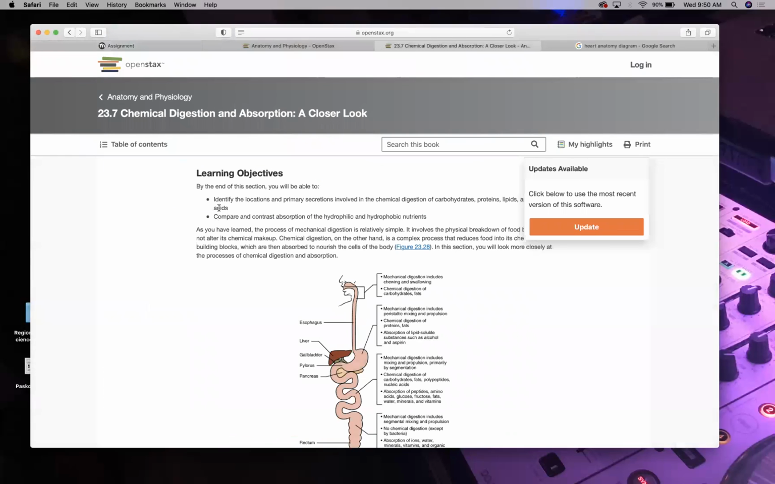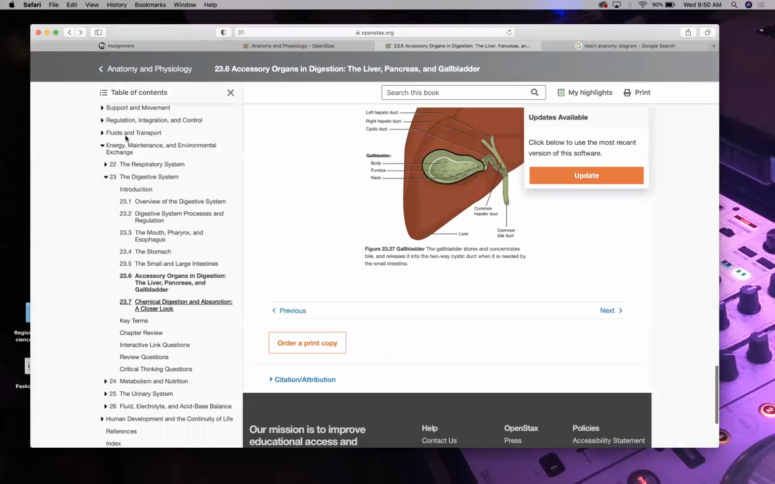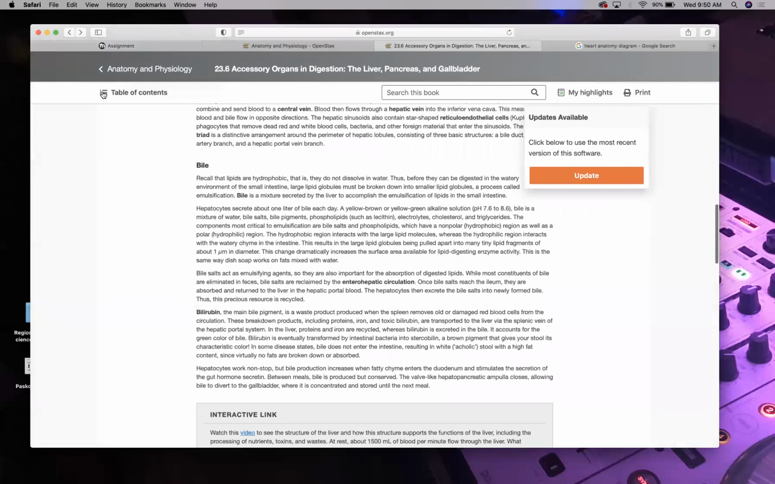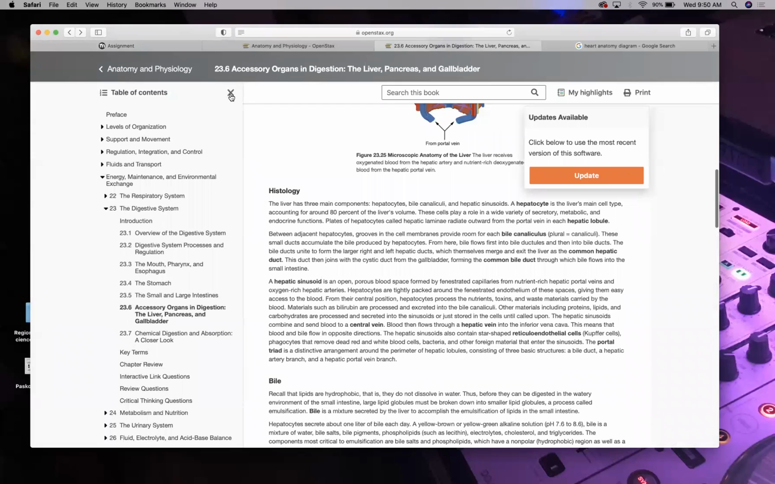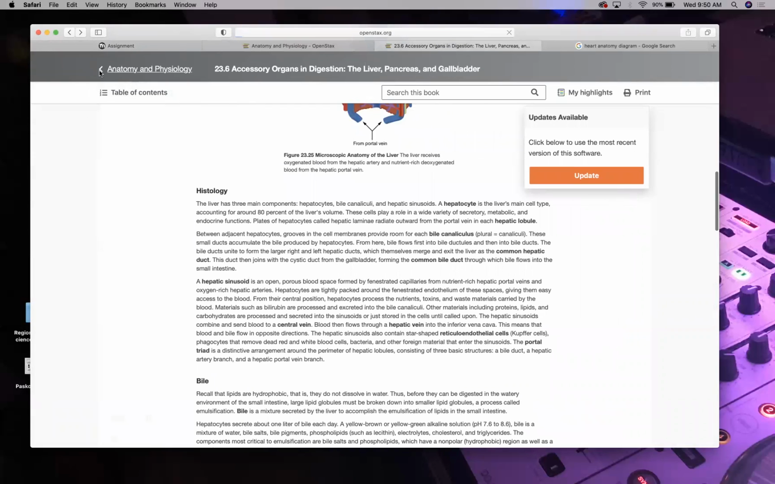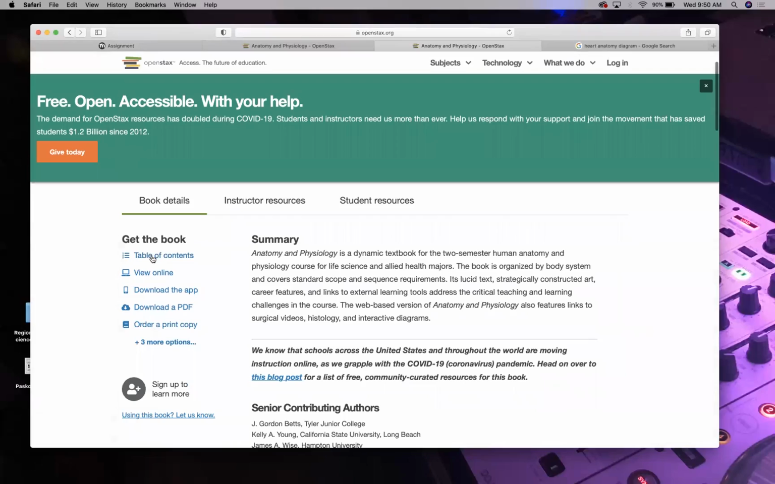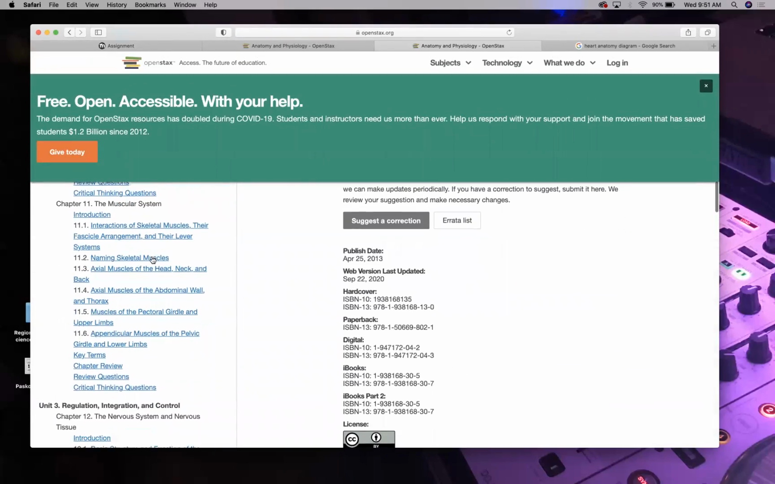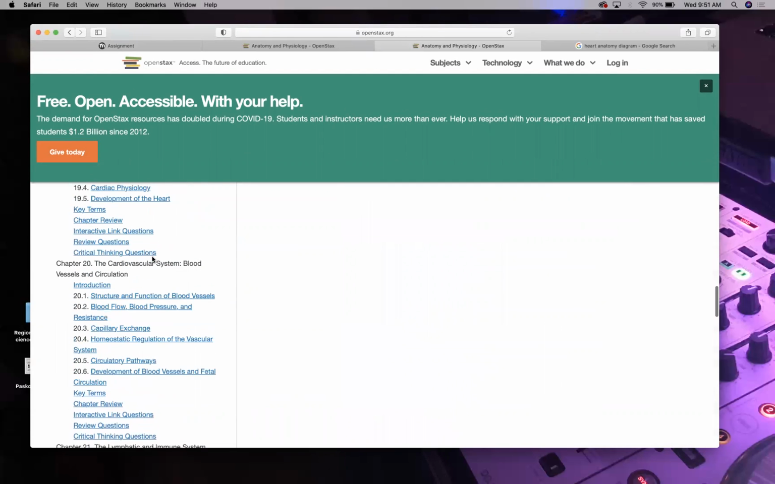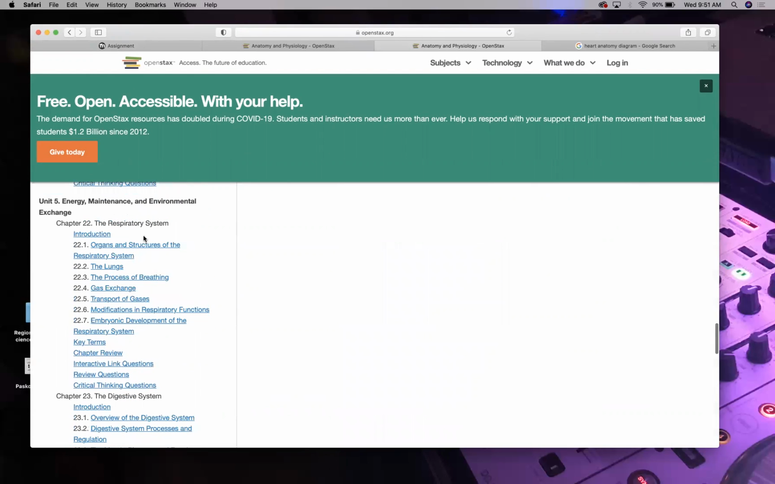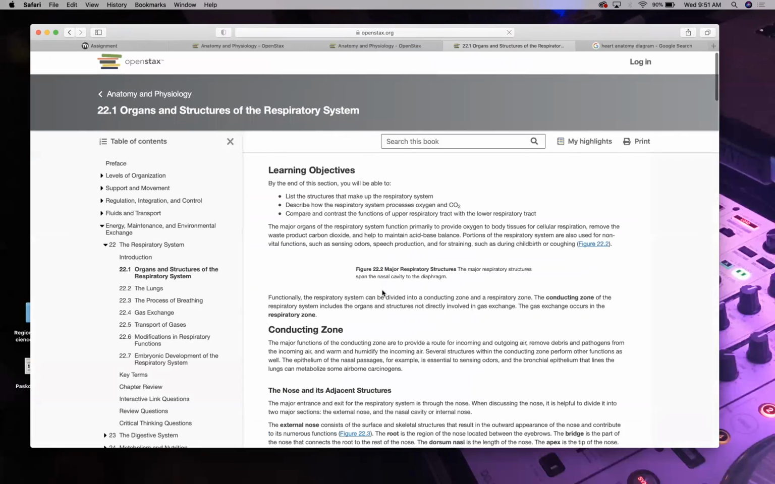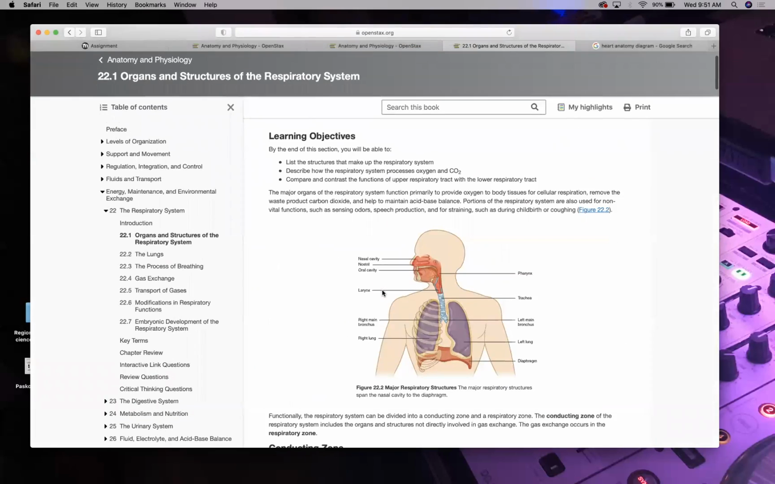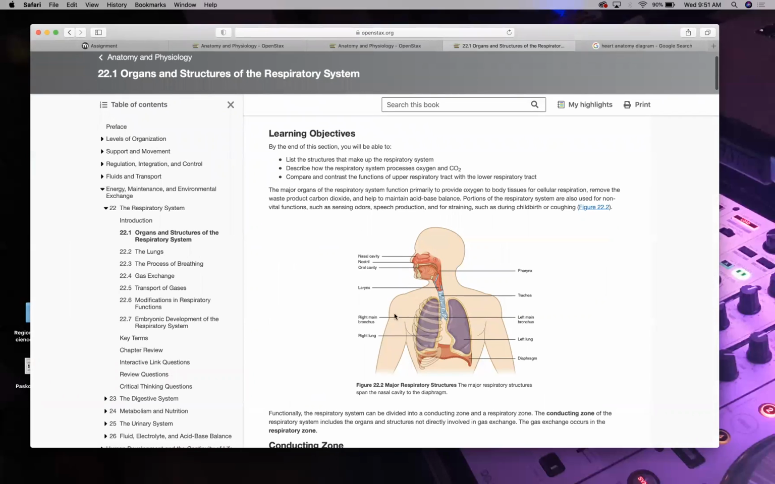Let's look at it real quick. Table of contents. When in doubt, always hit the back button. What chapter was it? That's cardiovascular. Here, respiratory. So, see a picture. Know the difference between the upper respiratory and the lower respiratory. Know the beginning of the lower respiratory is your trachea.